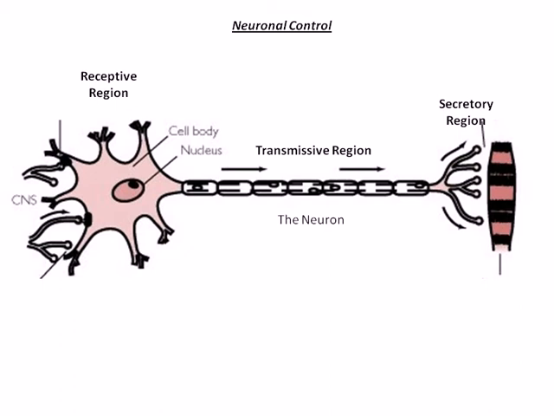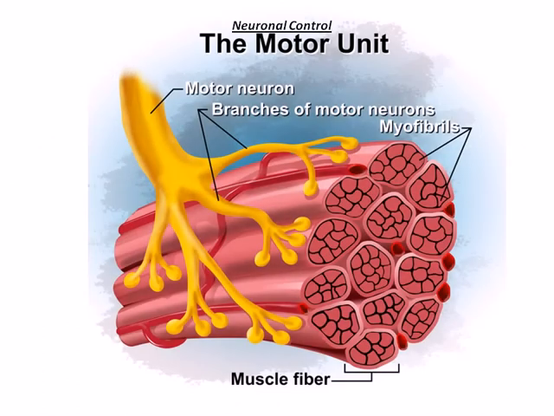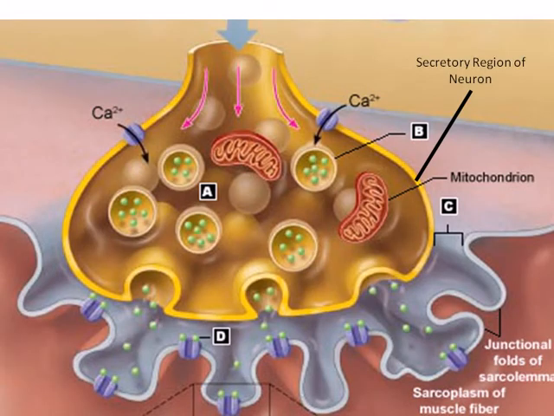As previously stated, each individual muscle fiber is innervated by a single nerve cell. However, a single nerve cell may control or innervate a few or many muscle cells. A single neuron and the muscle cells it innervates is called a motor unit.